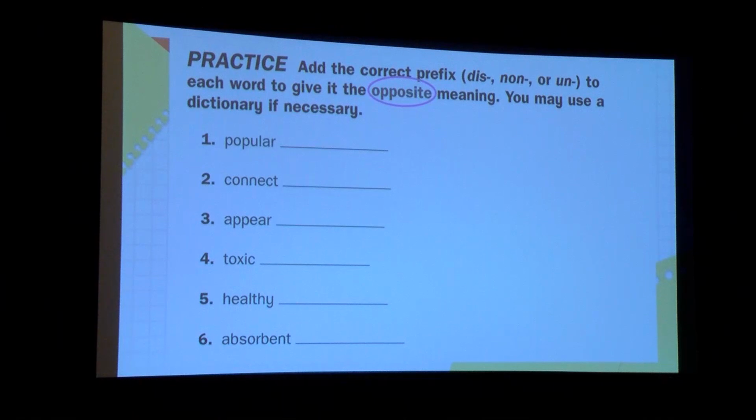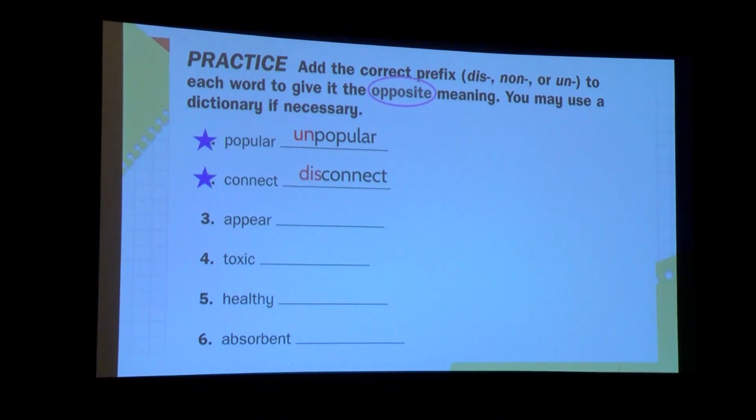Antonym, good. The antonym is the opposite of the word. And this is going to go through what we just did, unpopular. Now, let's go to the second one. What do you think the second word could be?